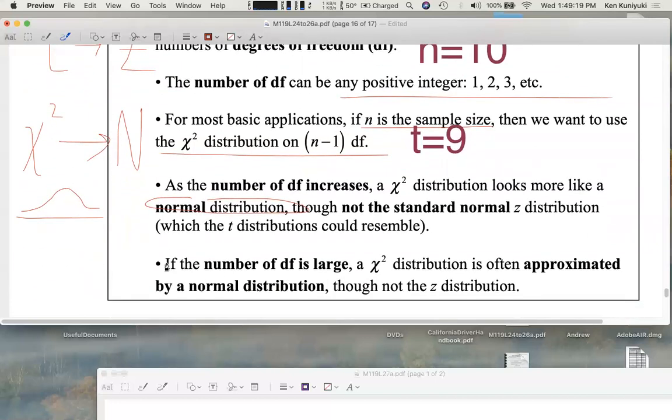In fact, in general, the number of degrees of freedom will be the mean for the chi-square distribution, and it's never 0. There's no such thing as a chi-square on 0 degrees of freedom. Right. And again, if the number of degrees of freedom is large, we might approximate a chi-square distribution by a normal distribution, although that's less frequent. It's more often that we approximate a t distribution by a z distribution if the number of df is huge.